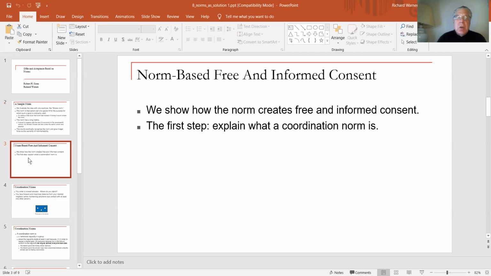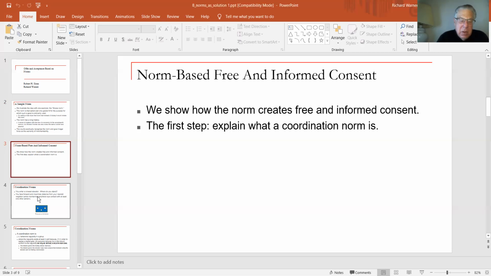What we want to do is show how the norm creates free and informed consent. It's not reading the document, it's not reading the piece of paper in the box, it's not, as we get to later online, reading the agreement behind the hyperlink that makes your consent informed. It's norms, at least as long as norms exist. Our first step in doing this is to explain the concept of a norm we need, because we'll use a special kind of norm known as a coordination norm.